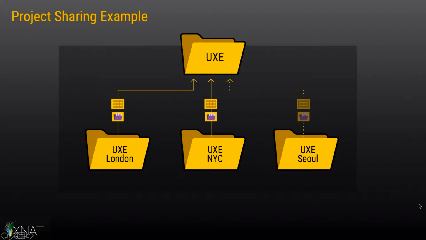This is a classic example of an umbrella project that is gathering data from multiple sites. We have a parent project called UXE that has data shared into it from two other projects, UXE London and UXE New York. We have a third project over here called UXE Seoul, and our job is going to be to share data from that site into the parent project.